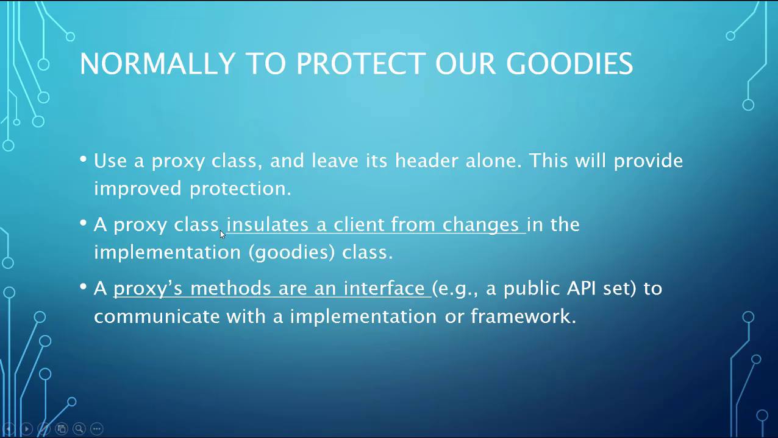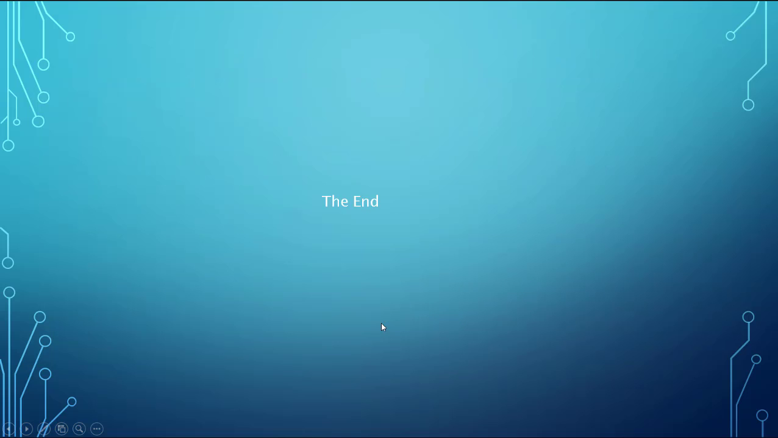Major point here is a proxy will insulate you from changes. Major point here is a proxy's methods are an interface. That is, it's a public API set to control some implementation or some framework. That is, instead of talking to something directly, you use a middleman. This way, it allows you to change how you build things later on. The end.